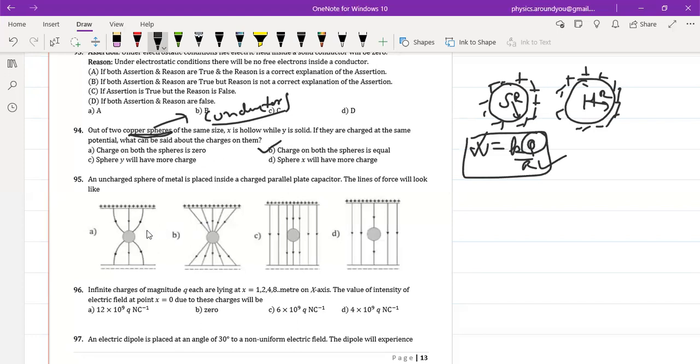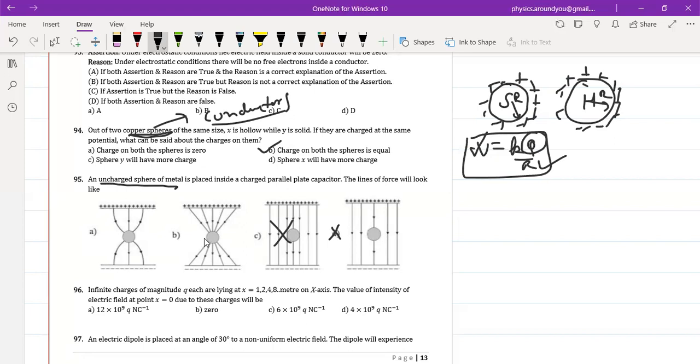Question number 95. Here there's a plate of a capacitor, parallel plate capacitors. What is the field line between them? But with an uncharged sphere of metal being inside. Okay. So, well, it cannot be this. I'll tell why. Because a conductor always changes or modifies the field around it. This also cannot be the reason because of the same thing. Conductor modifies the field lines around it. Either it is A or it is B.